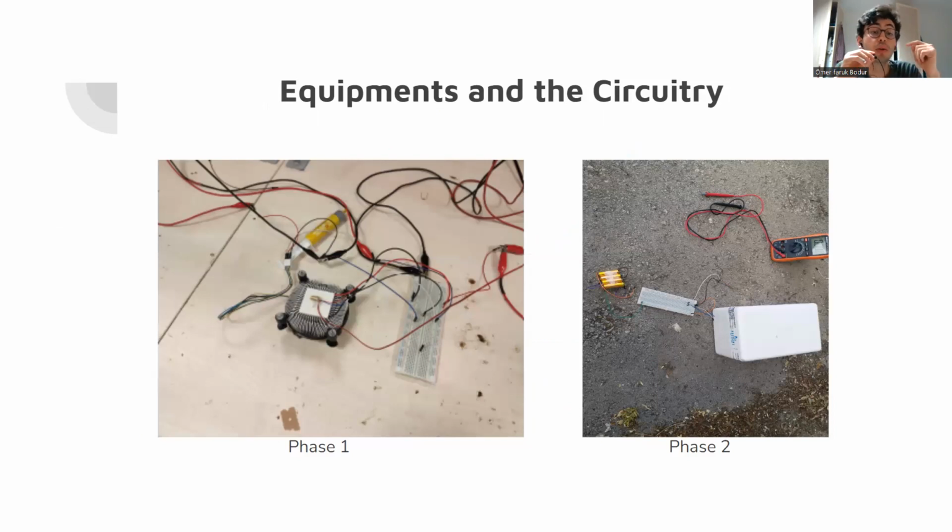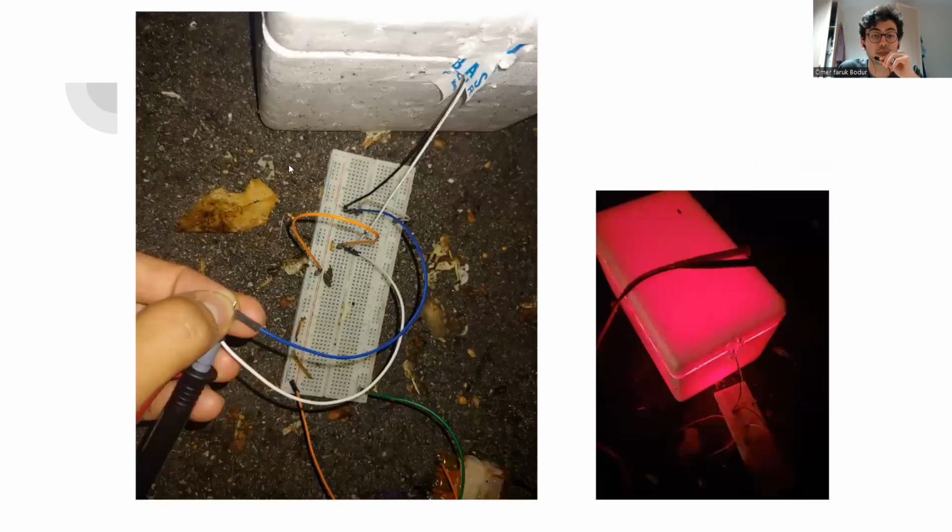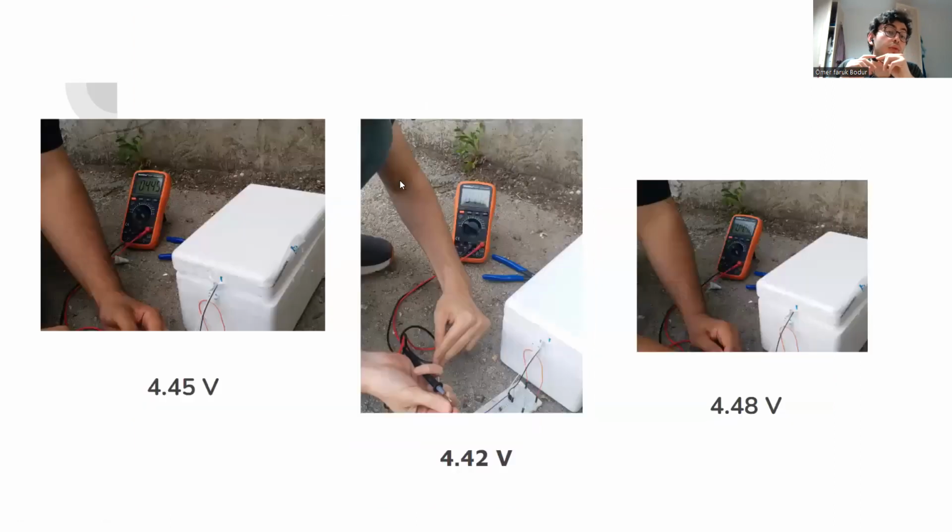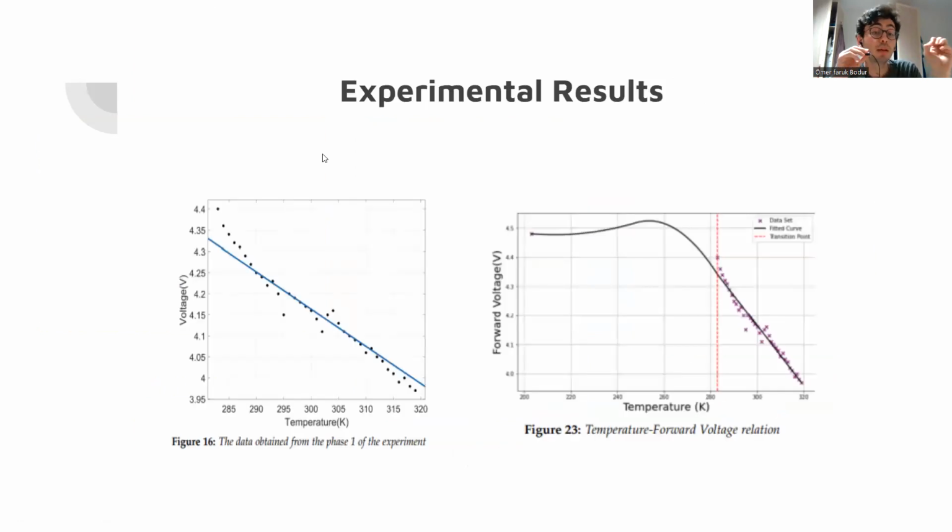In phase 1, we use the Peltier to cool our diodes. For phase 2, we use dry ice. As you can see, we built our circuits like this. And we conducted phase 2 outside. And our setup worked, and the values we obtained are these. The data obtained from phase 1 can be seen here, and it is nearly linear.